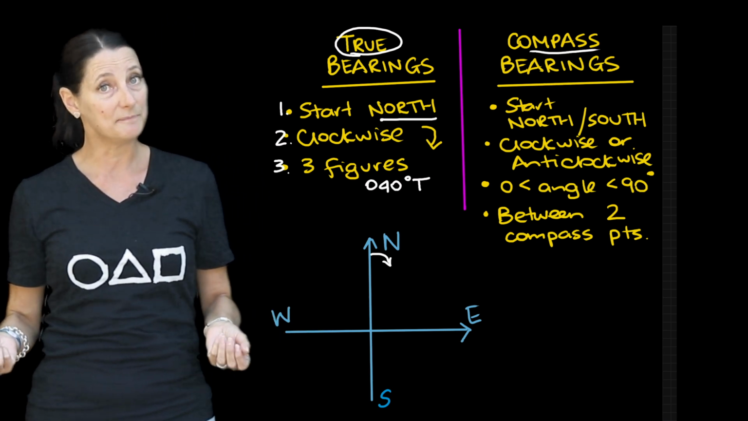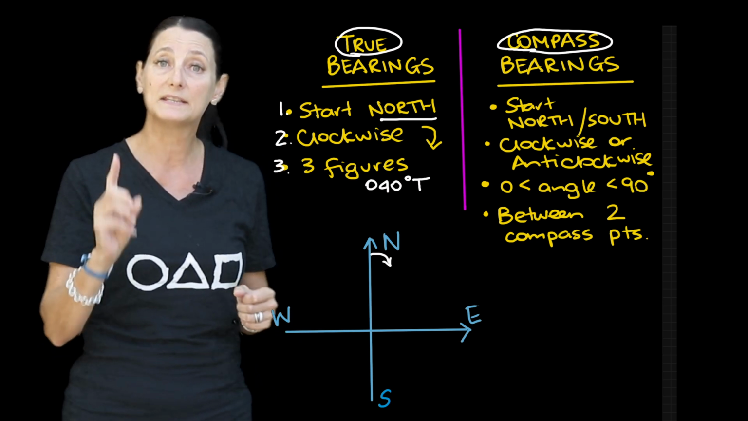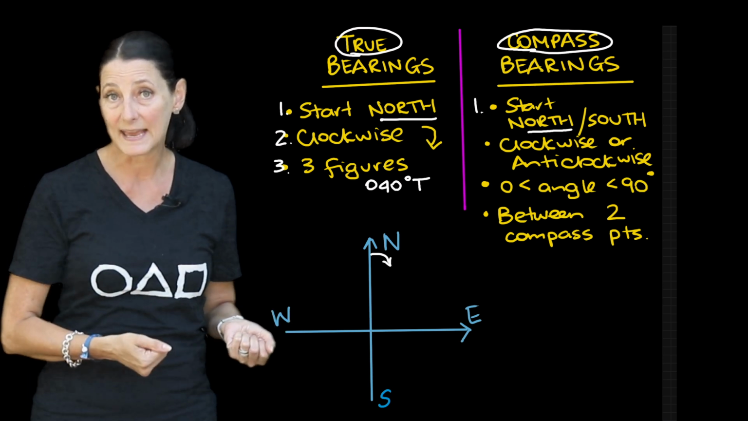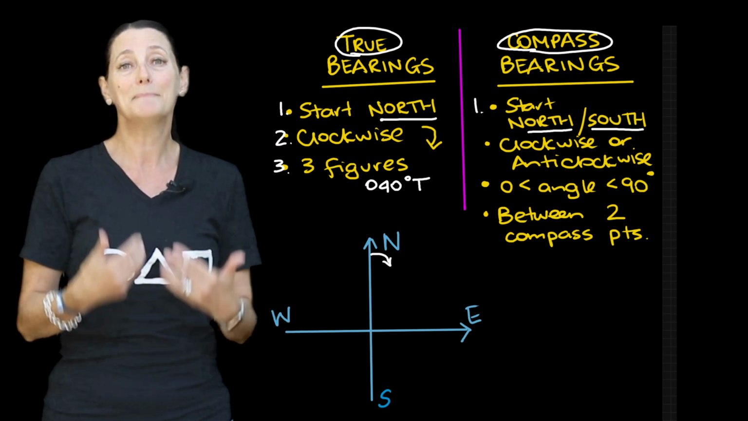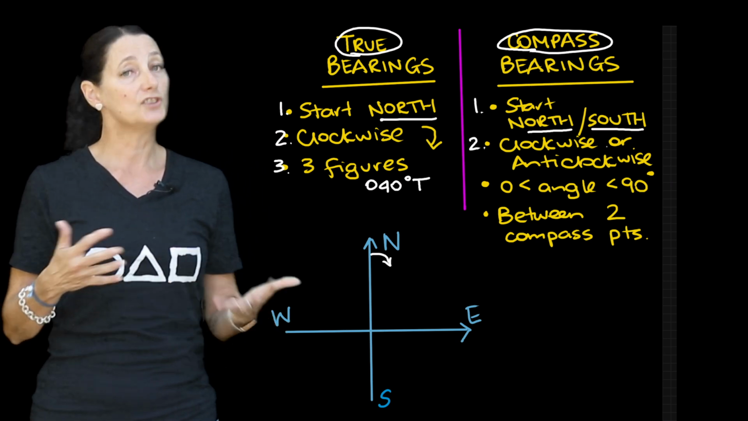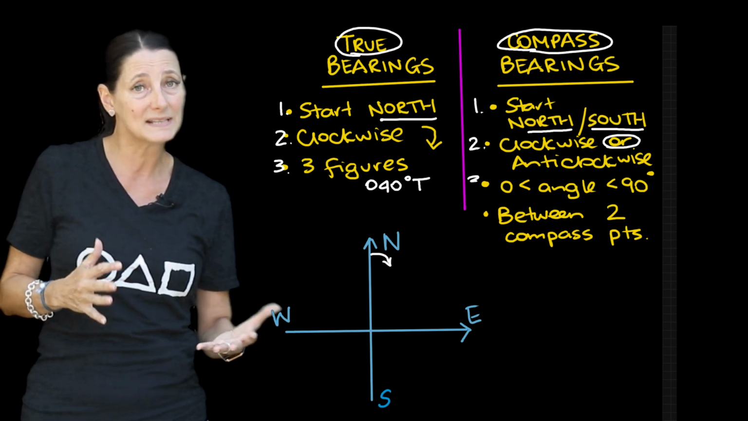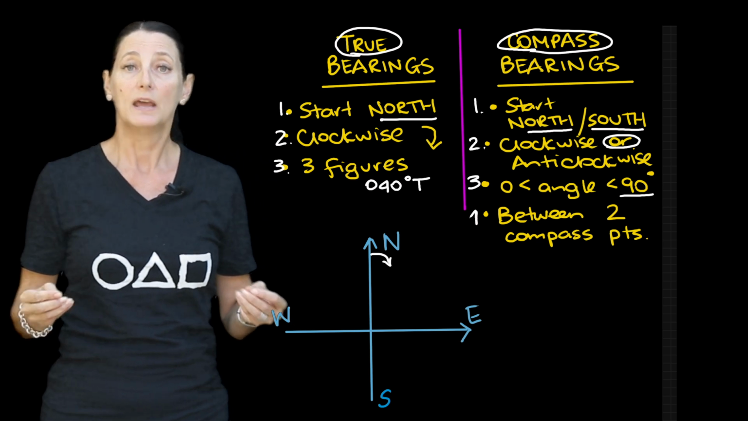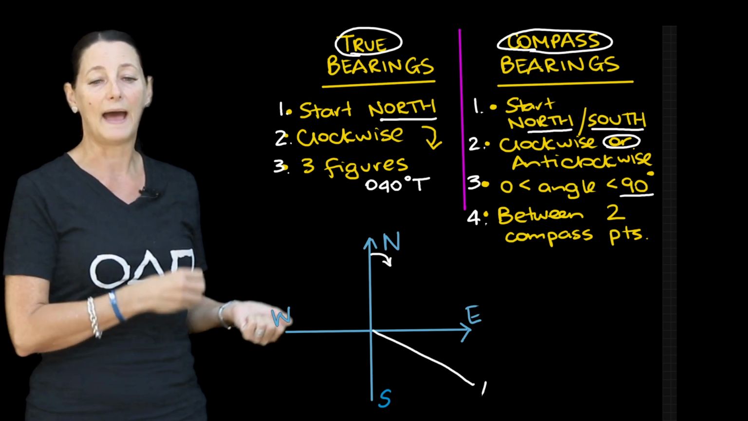Okay, the second type of bearing is a compass bearing. Now, a compass bearing is very similar, but there's one additional rule to this. Compass bearing still has compass points, my north, my south, my west, my east. My compass points this time, I must start reading the bearing from either north or south. I don't have just a clockwise direction, I can go either clockwise or anti-clockwise, and my angle must be between 0 and 90 degrees.